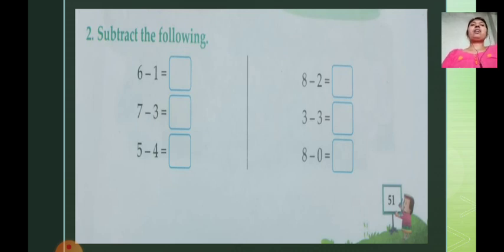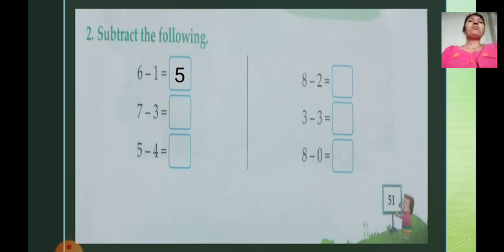Now here is given 6 minus 1. So we are subtracting 1 from 6. So what is the before number of 6? Yes, it is 5. So our answer is 5. Remember always, when we subtract 1 from any number, we get the before number of that number. And when we add 1 to any number, we get the after number of that number. Now see the next example, 8 minus 2. Yes, 8 is a bigger number, 2 is a smaller number.